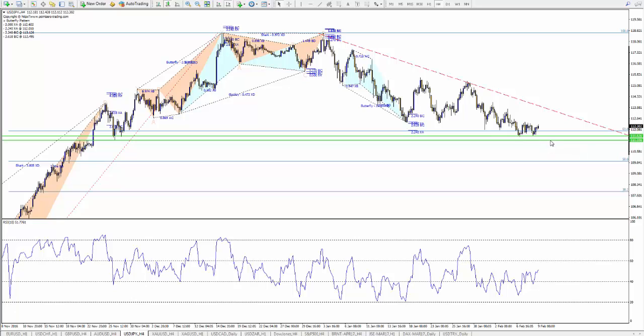So anywhere around there is, I think, a possibility for the market to touch, make a slightly lower low, as you can see, and then move up.